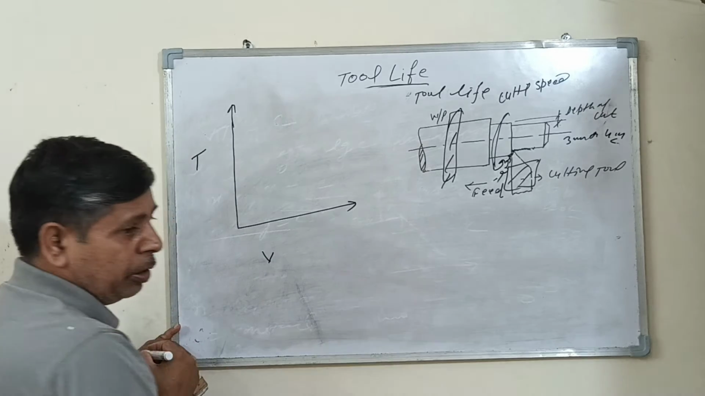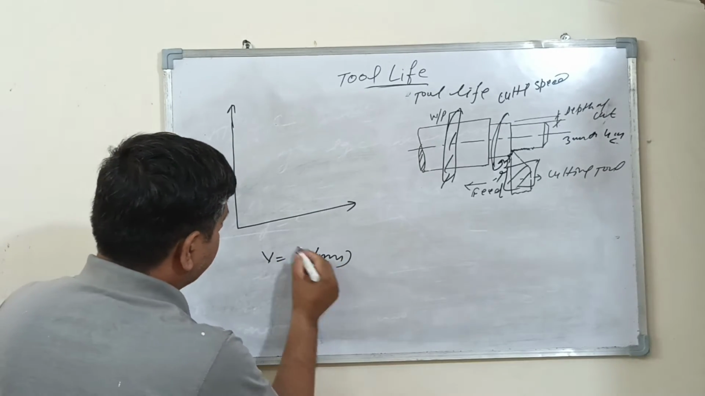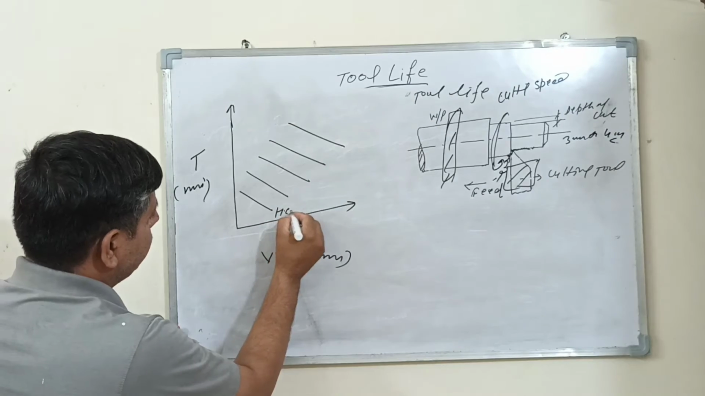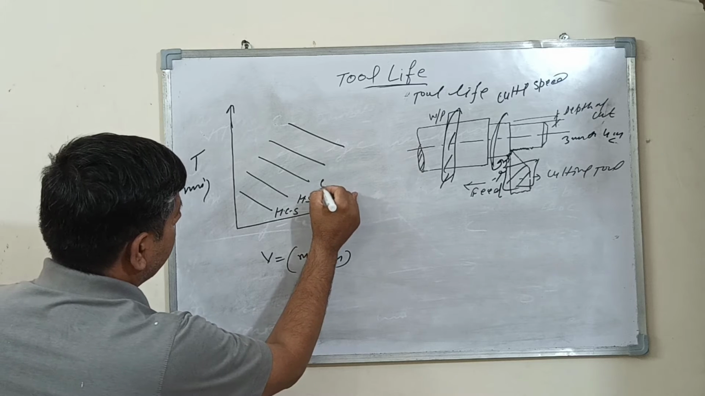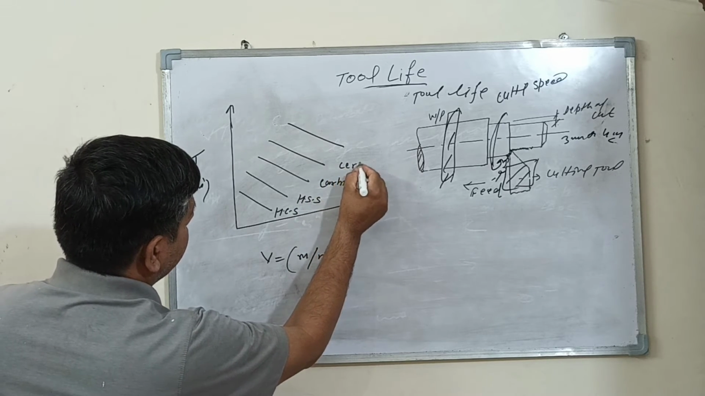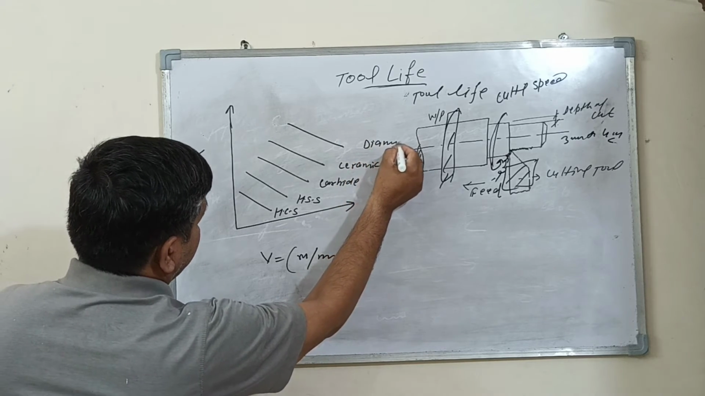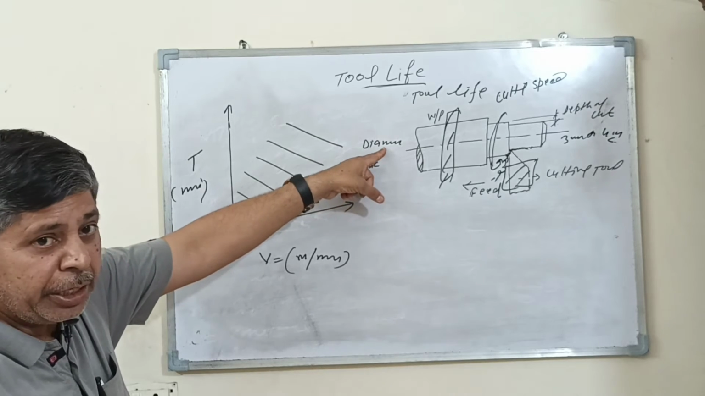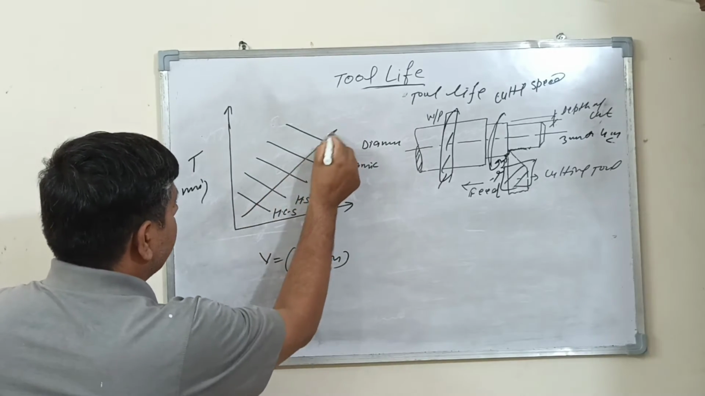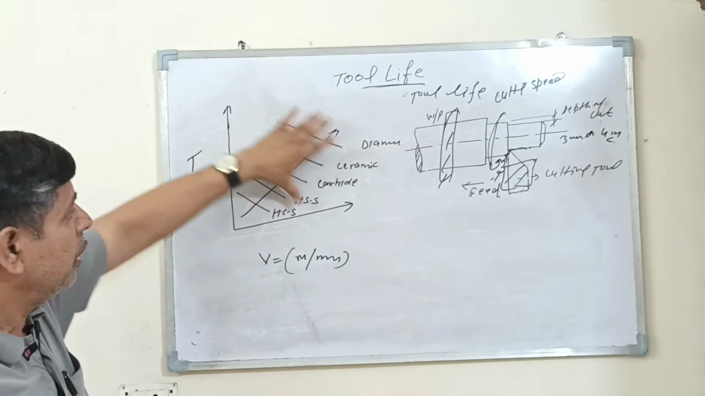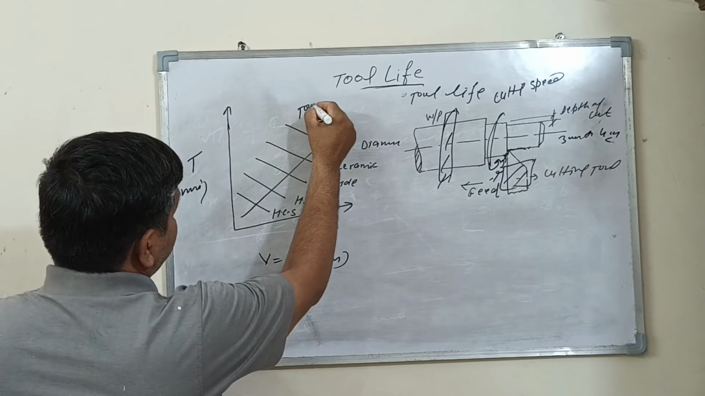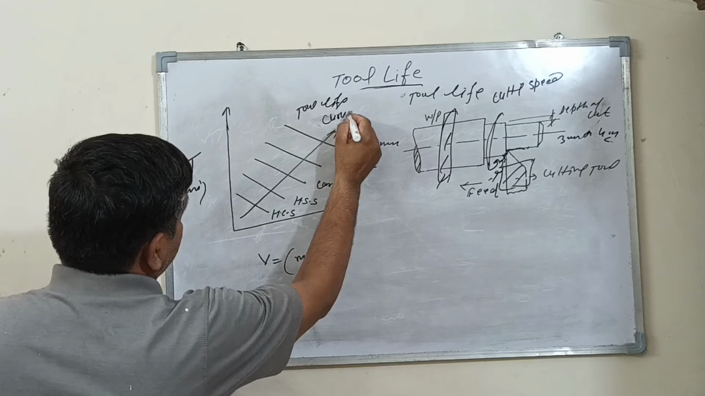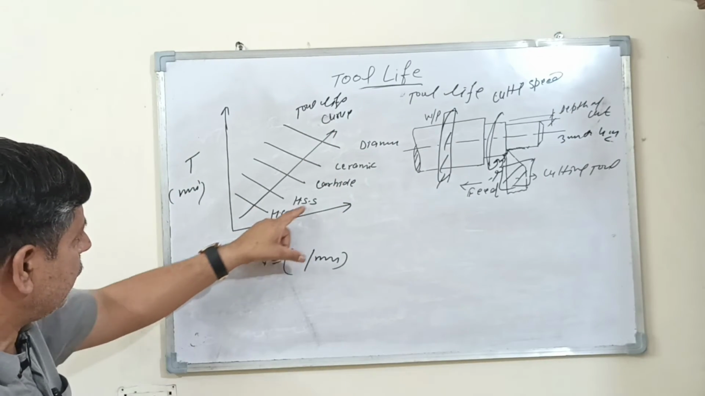This is the tool life, this is the cutting velocity, in meter per minute. High carbon steel, high speed steel, carbide, ceramic, diamond. So these lines indicate the hardness is increased according to the cutting material. The hardness increases in this way. This arrowhead indicates the increase in hardness. This system is called the tool life curve.